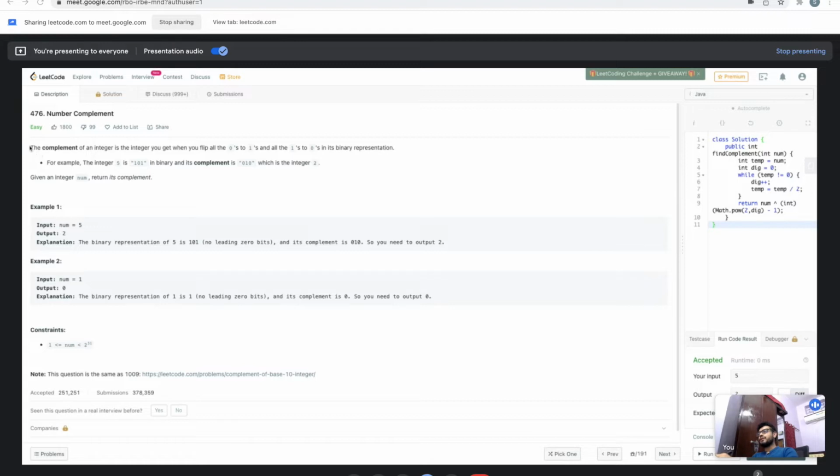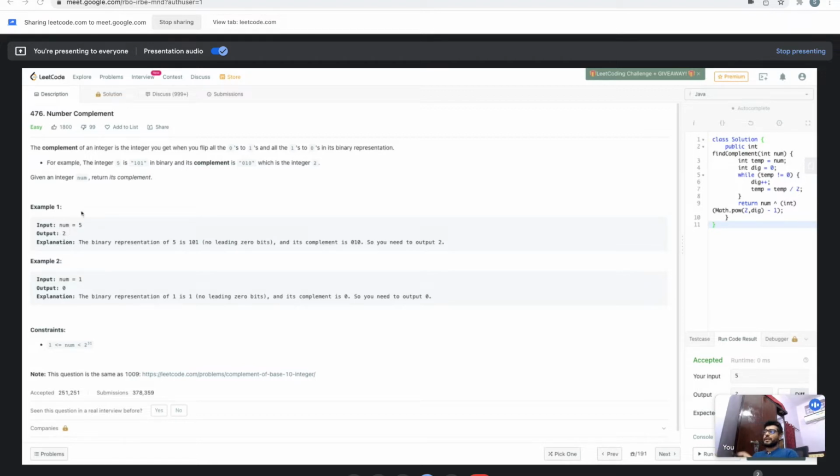It says that the complement of an integer is an integer which you get when you flip all the zeros to ones and all the ones to zeros in its binary representation. Here it gives an example where the binary representation of 5 is 101, and the complement that you get after converting ones to zeros and zeros to ones is 010, which is the binary representation of 2.